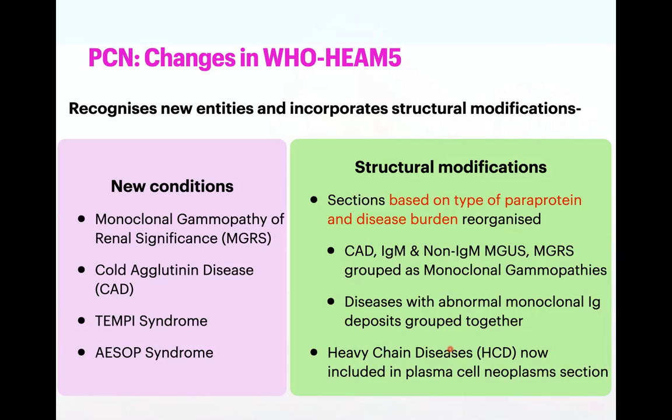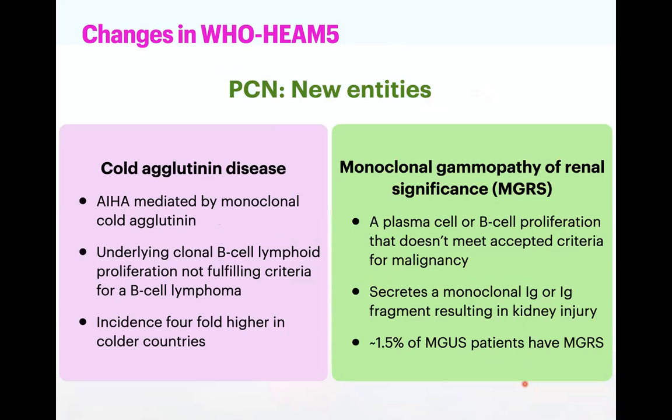Okay, so monoclonal gammopathy and diseases with abnormal monoclonal immunoglobulin depositions. Like previously also described, IgM, non-IgM MGUS, CAD, MGRS, they are monoclonal gammopathies. This all I have just described with the classification itself, that heavy chain disease is now included in the plasma cell neoplasm section.